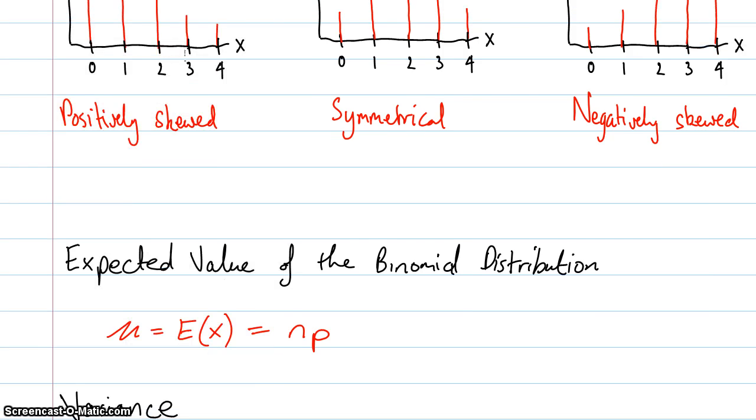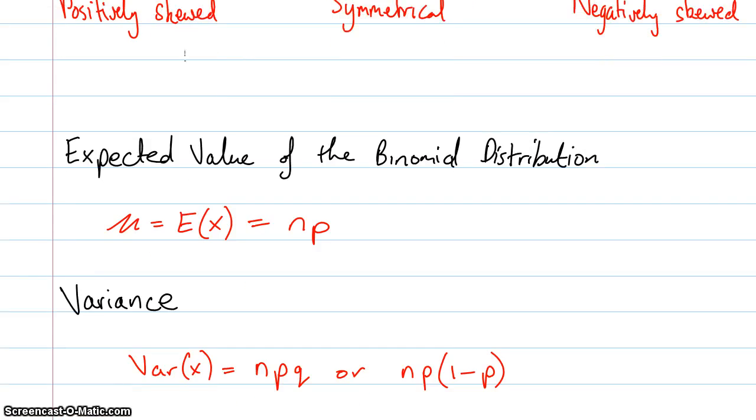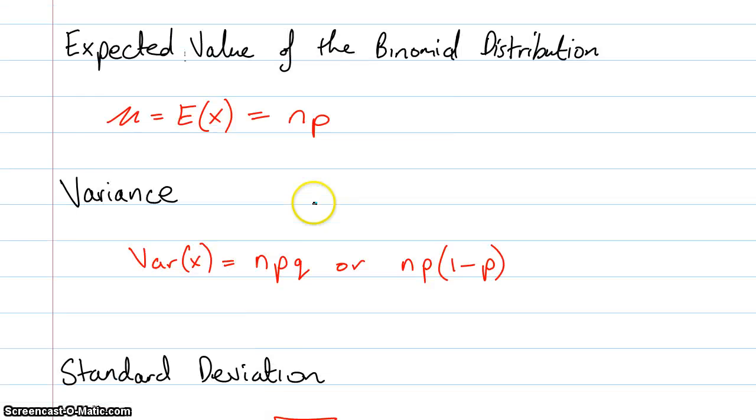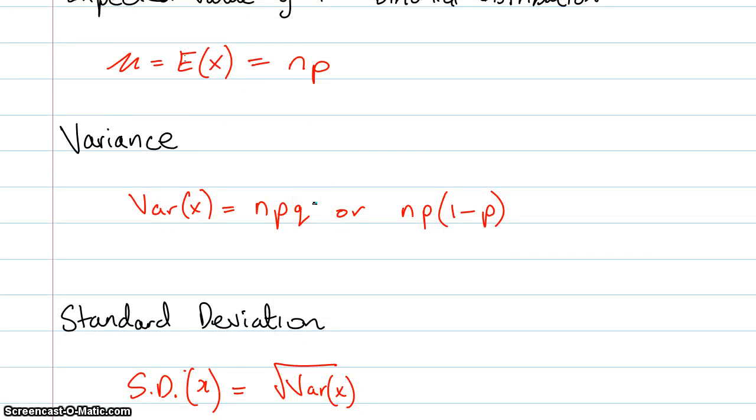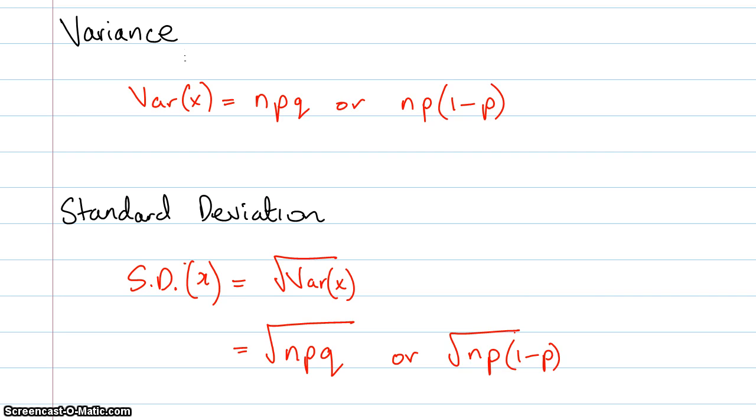To work out the variance, it's not too tricky at all. It's just npq, and remember, q is the probability of a failure, so it's the same as np(1 minus p). Again, quite straightforward. Finally, if you want to work out the standard deviation, we just get the square root of the variance, that's always the case in year 12. So the square root of npq, or the square root of np(1 minus p). These are often very handy.